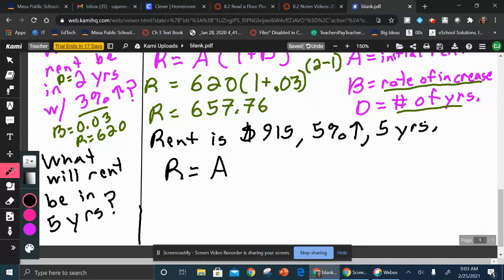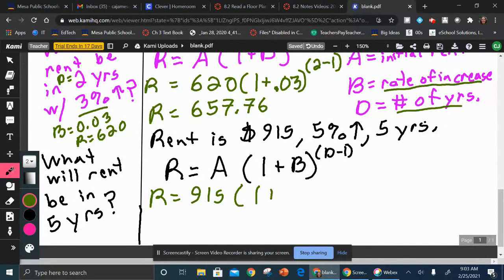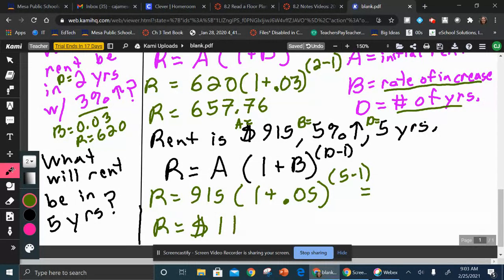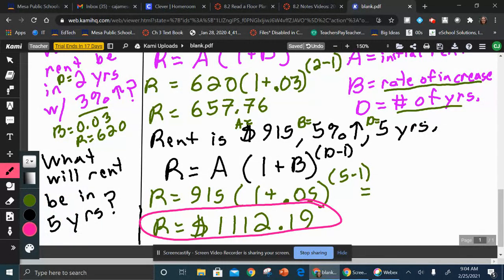So rent is equal to, okay, it's the rent amount times 1 plus the rate of increase as a decimal, and then it's going to be the number of years minus 1, because we're already using that initial year. So rent's going to be equal to 915, 1 plus 5% as a decimal. Okay, so this is A, this is B, this is going to be D. So everybody remember, identify the variable. So 5% as a decimal. And then we're going to get 5 minus 1. So we get rent is equal to $1,112.19. Okay, everybody, we got this.